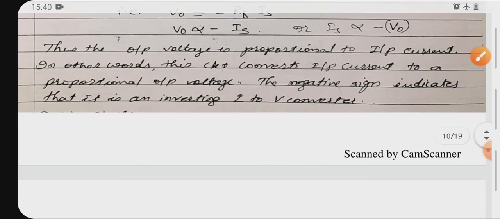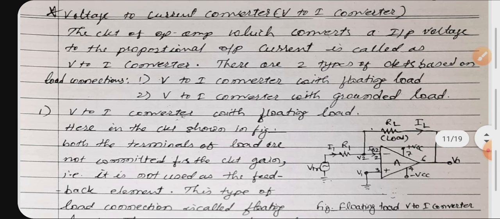Moving further, the voltage to current converter. It is exactly the opposite of the I to V converter. It is the op-amp circuit which converts the input voltage to a proportional output current. In the first case, input current to proportional output voltage; here, input voltage to proportional output current.